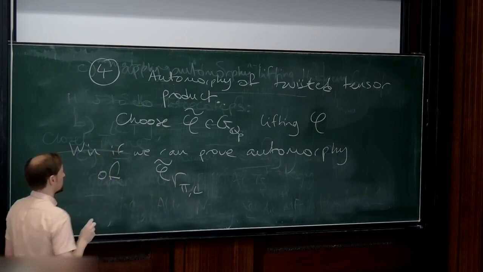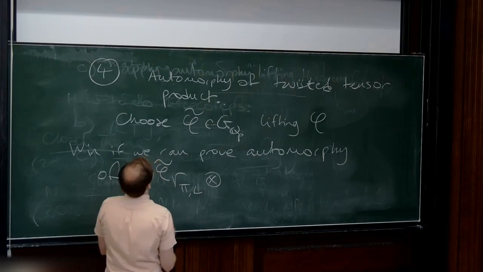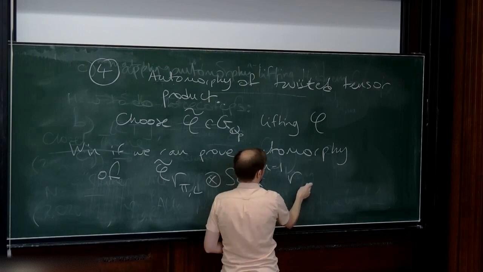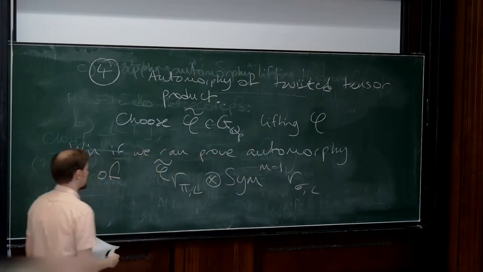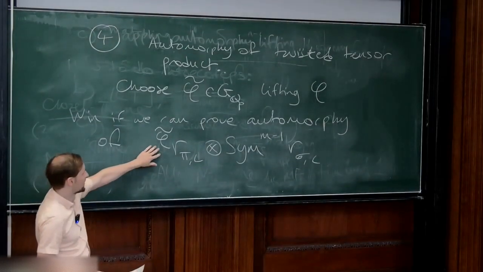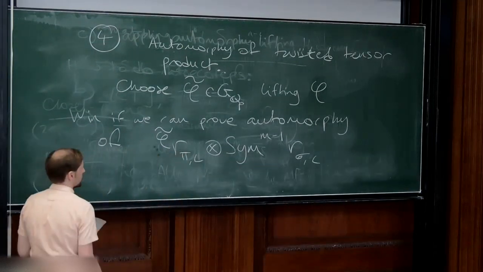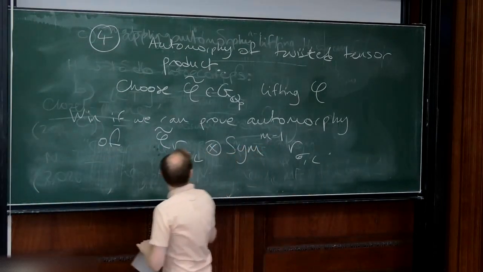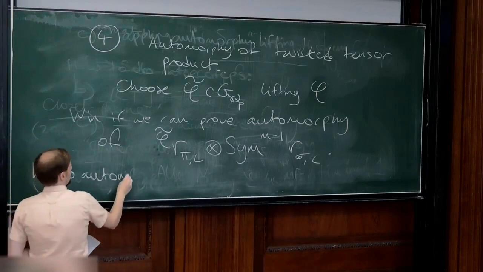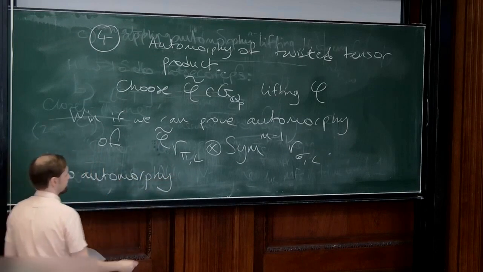So that gives us a two-dimensional twist. And then we tensor with our m-dimensional piece. In the end, this is what we want to try and do. We've got a tensor product like this. We want to prove it's automorphic, and we know automorphy if we just delete this twist.